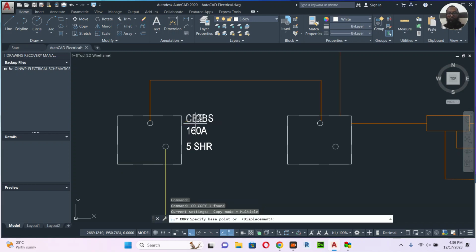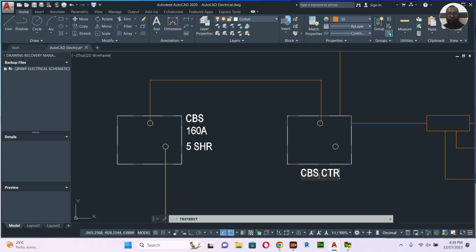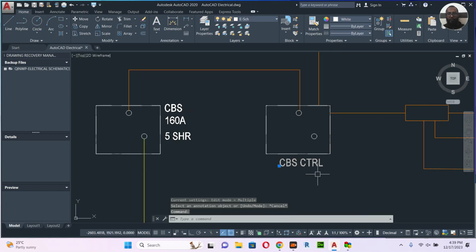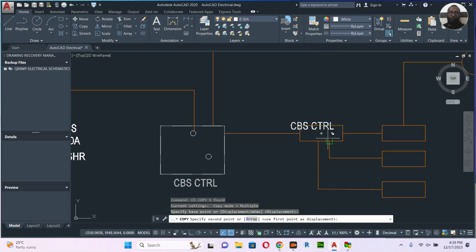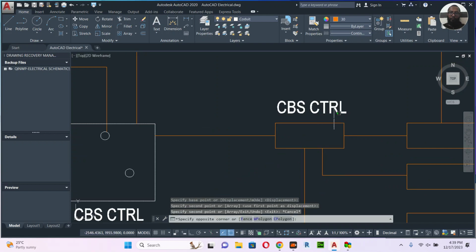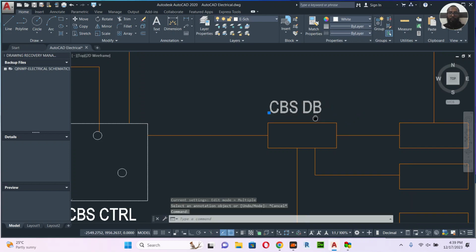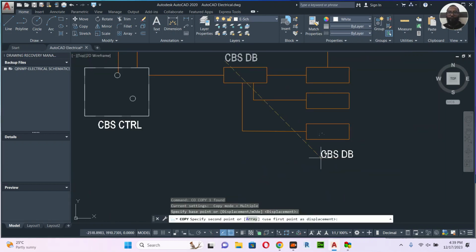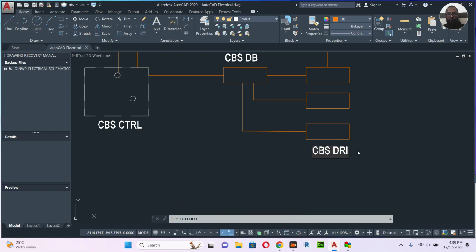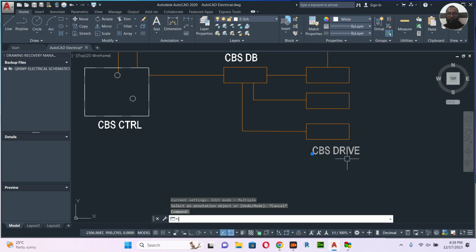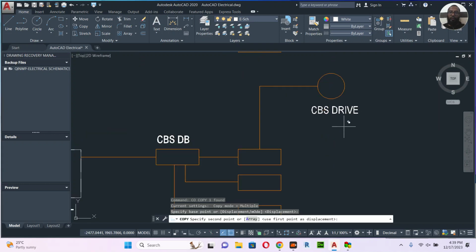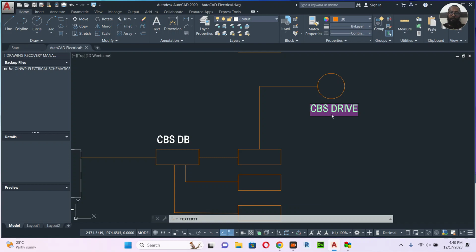Then the CBS controller, CTRL. Then the DB, CBS DB, we will put CBS DB, and the CBS drive, and the light, this light.